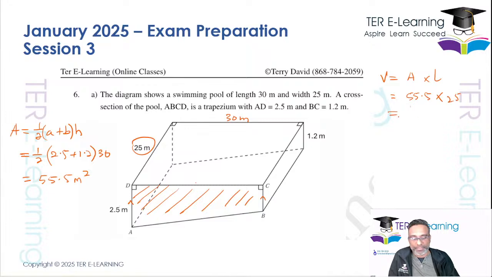So that's 55.5 multiplied by 25, and I'm getting 1387.5. And this is volume, so it's going to be meter cube.